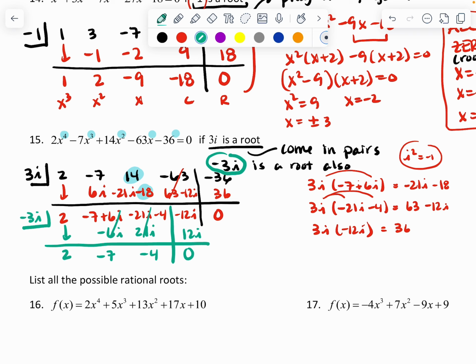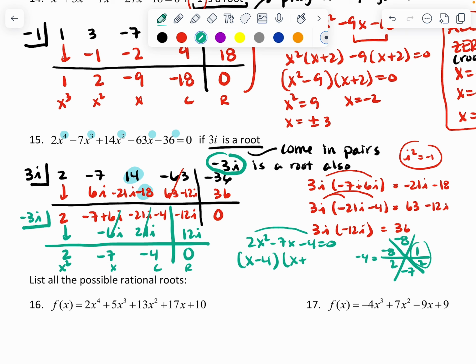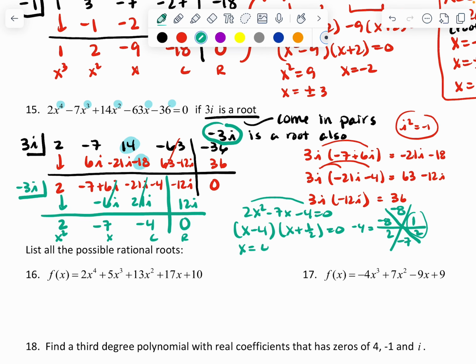Okay, so what do I have left? This is my remainder, constant x squared. So I have 2x squared minus 7x minus 4 equals 0. If I do a big star on that, I'm going to get -8 and 1, that's -8 plus 1 gives me that -7, divide by the leading coefficient. So this equals -4. So this is going to be x minus 4 times x plus 1/2 equals 0. Setting them both equal to 0 gives me that x equals 4 and x equals -1/2.